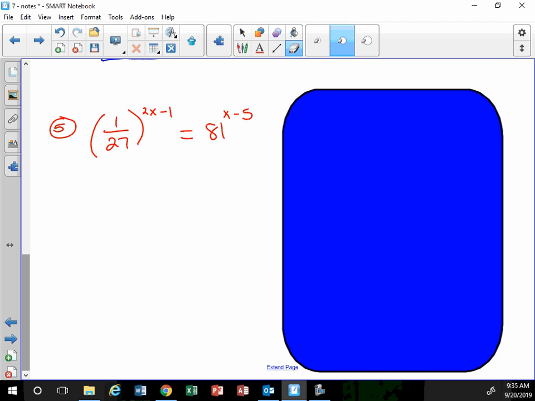Base is 3. For this, getting base 3 this time. Oh, yeah. I got 4 of them.